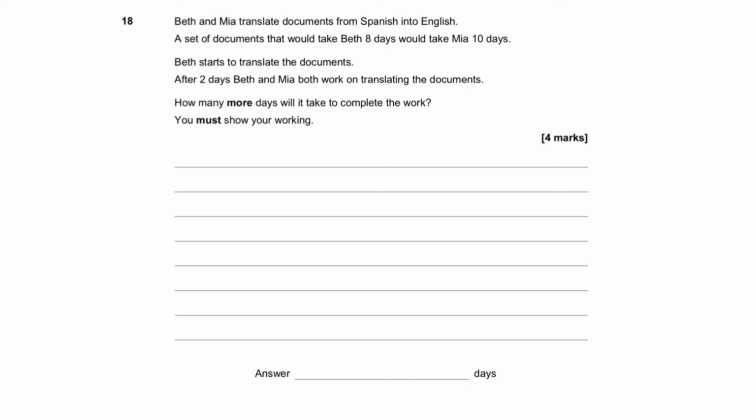So Beth has already done 2 days' work on her own. So because her work rate is 8 days to do the whole project, if she's done 2 days out of 8, she's done a quarter of the work already. So that means that there's 3/4 of the work still left to do. So if we work out how much work the girls do together each day, then we can work out how many more days it's going to take for them to do 3/4 of the project that's left.